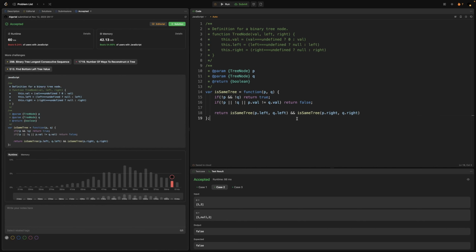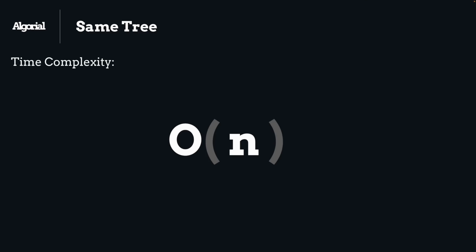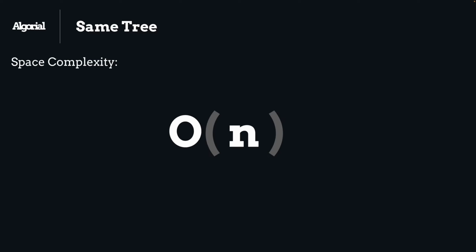Now let's jump back into the slides to cover time and space complexity. So the time complexity will be O of n for both solutions. N would represent the number of nodes in the tree, since we would visit each node in each subtree once through our iteration. And the space complexity also will be O of n for both. For iterative solution, it's because of queues, and for recursive solution, because of call stack.